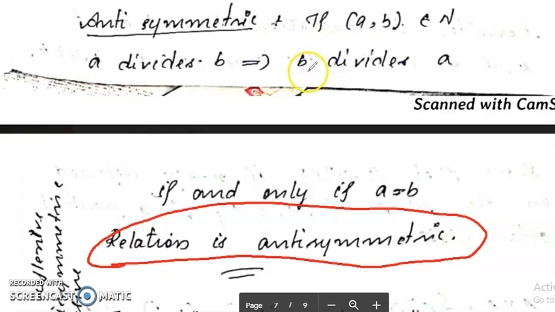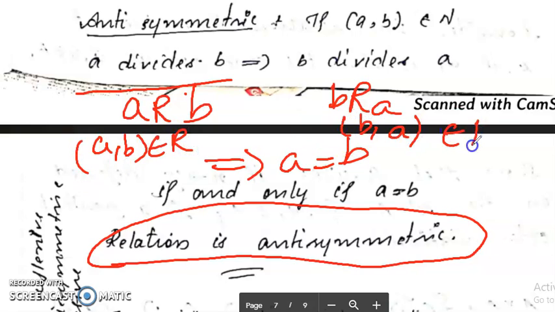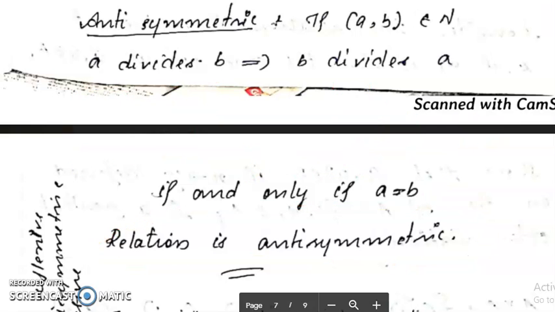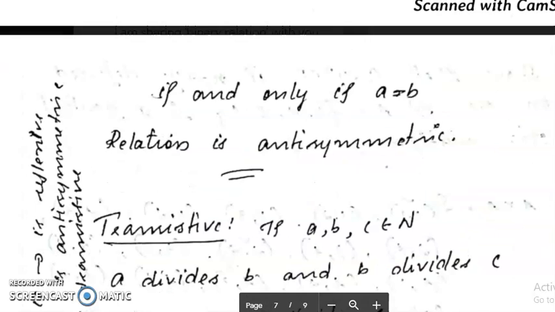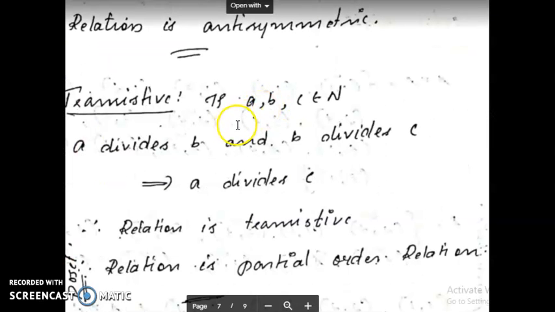Anti-symmetry we have learned for a partial order set. Anti-symmetry means A related to B and B related to A implies A is equal to B. Okay, (A, B) element of R and (B, A) element of R implies A is equal to B. So here this is true, therefore relation R is anti-symmetric. Now coming to the next case, what is the next case? Transitive. Is it transitive? What is transitive?